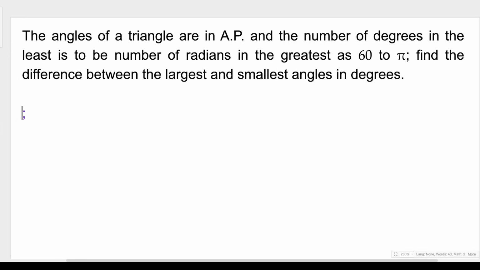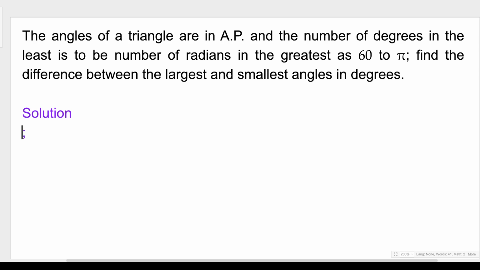So consider this problem statement. It states that the angles of a triangle are in arithmetic progression and the number of degrees in the least is to the number of radians in the greatest as 60 is to pi. Find the difference between the largest and the smallest angles in degrees, right?